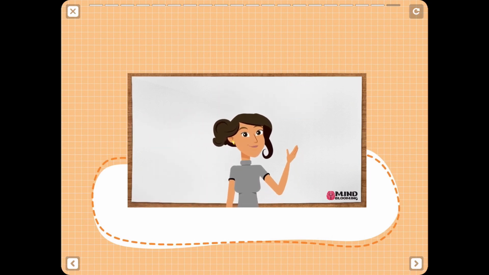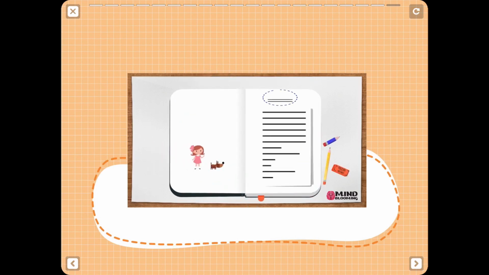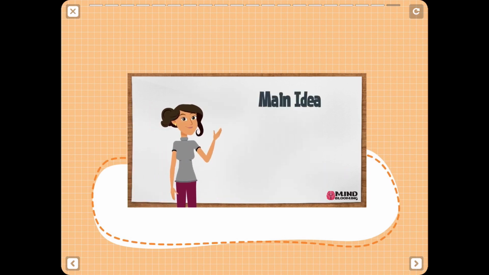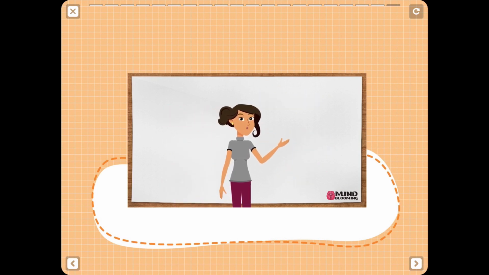There are 4 things that can help me figure out the main idea of the story. After I read the story, I look at the title or the heading. I reread the first sentence, or we call it the topic sentence. Then I reread the last sentence. Finally, I look at the pictures or illustrations in the story. Keep in mind that the main idea is only one sentence that tells what the story is about. Let's read a story together and try to figure out the main idea of that story.